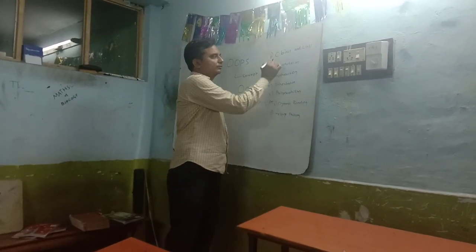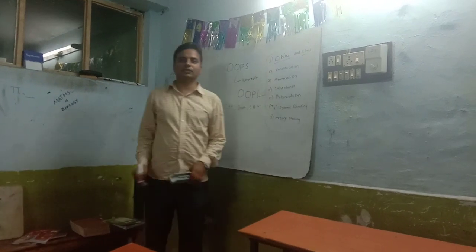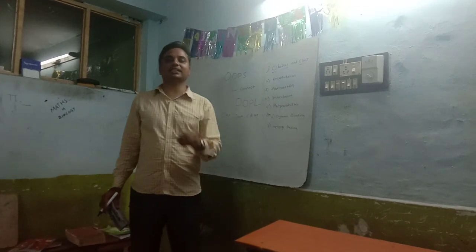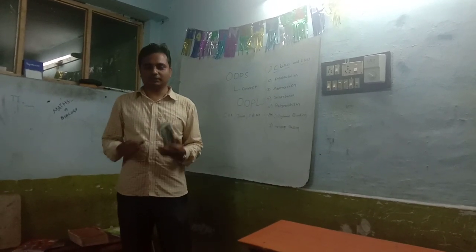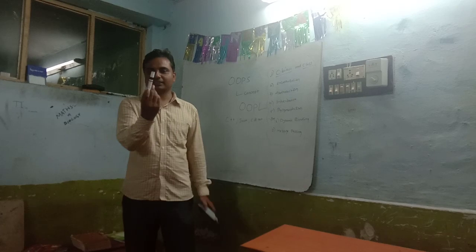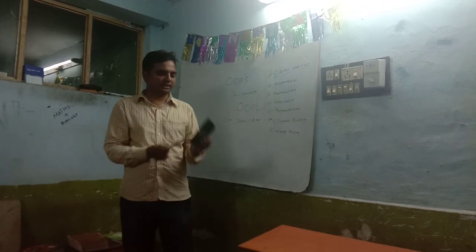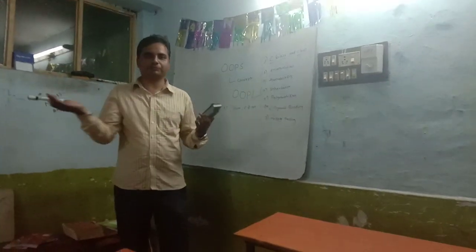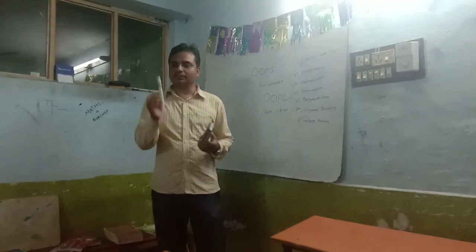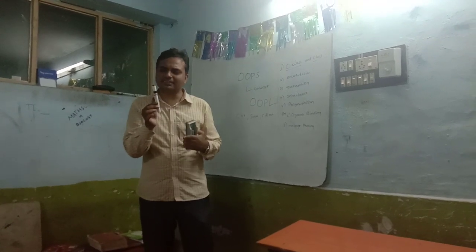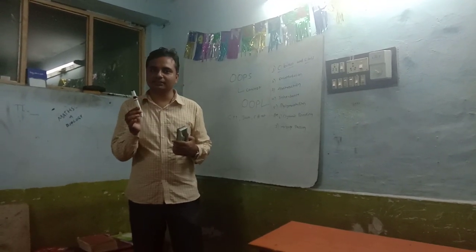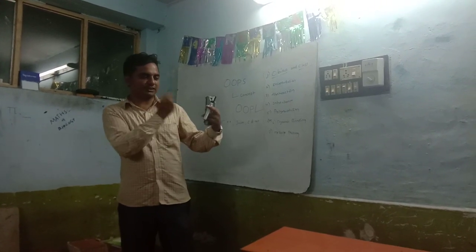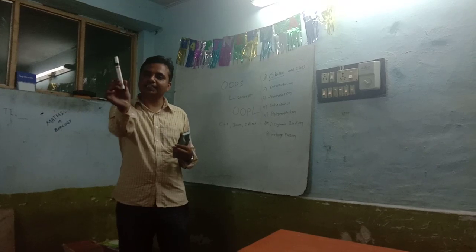First one, object and class. What is an object? An object is anything which has physical existence. For example, this marker is an object. This duster is an object. Me, object. You, object. Why? This marker has physical existence. How can we say this marker has physical existence? Simple. This marker is visible, and we can touch this marker.